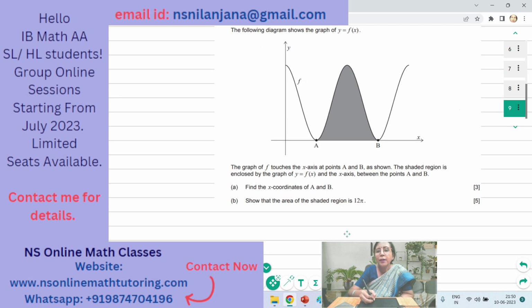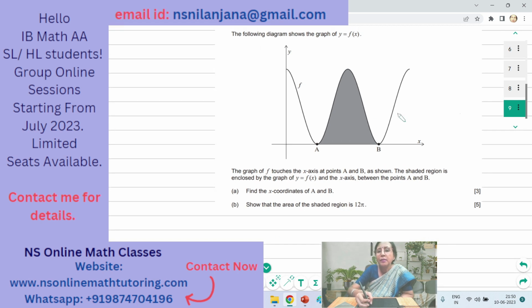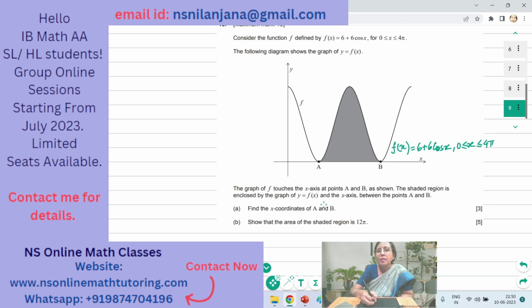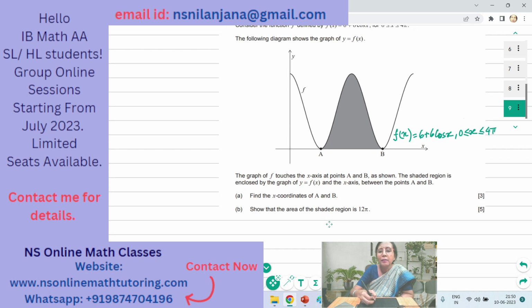Okay, this is the graph of f of x, and let me just write the function expression over here. f of x is equal to 6 plus 6 cos x, and x is between 0 to 4 pi. See, this is the function expression: 6 plus 6 cos x, and x is between 0 to 4 pi.